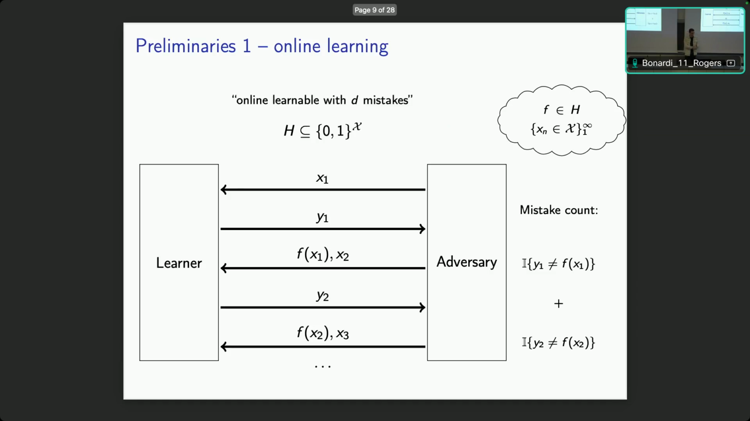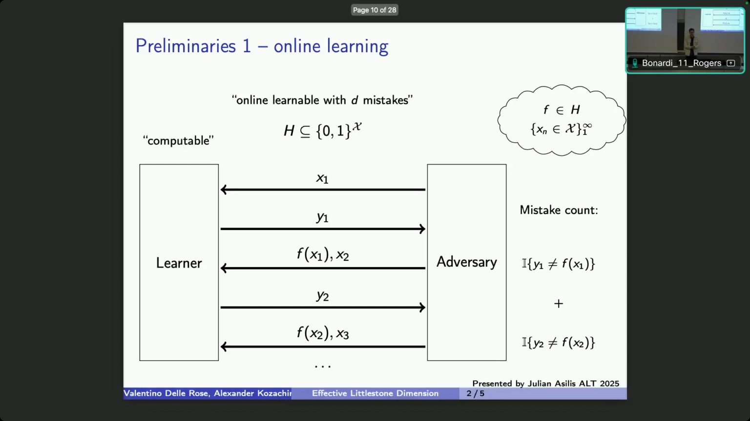We say that this hypothesis class is online learnable with D mistakes if there's some strategy that the learner can use that ensures that, regardless of the adversary's choice of F and the unlabeled data, it's going to make at most D mistakes. For infinite sequences of unlabeled data or for arbitrarily long finite sequences, it's the same thing. And so, as I'm sure you're aware, this is just the classical notion of being online learnable with D mistakes.